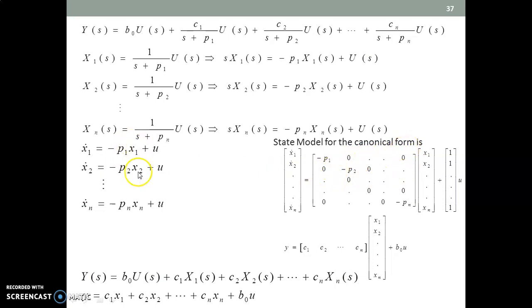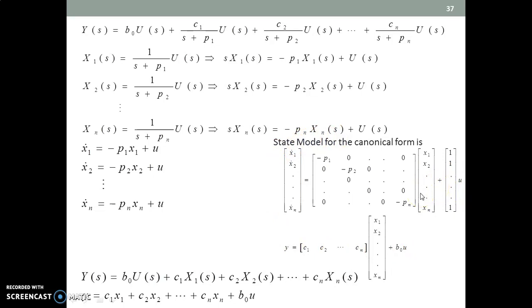What is the output expression? The output equation from this: what is the y here? Y equal to, again writing in matrix form, c1, c2, c3 and so on, cn into x. This is the state vector x consisting of x1, x2 and so on, xn. If you multiply, what you will get is c1 x1 plus c2 x2 plus and so on, cn xn, right? Plus b naught into u. Okay, this is the state model for the diagonal canonical form.